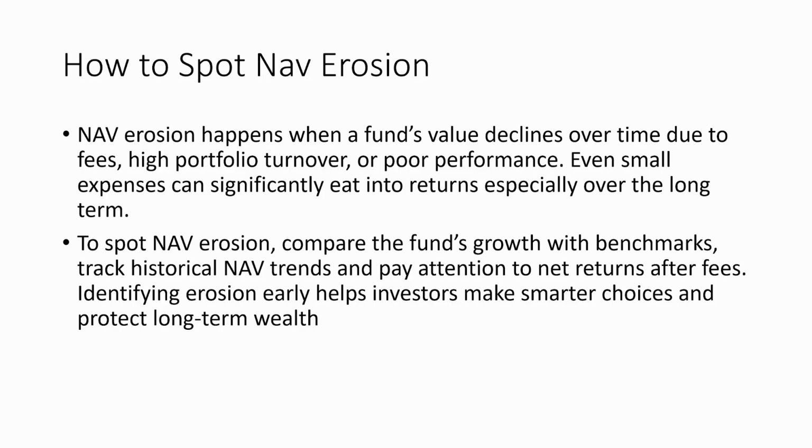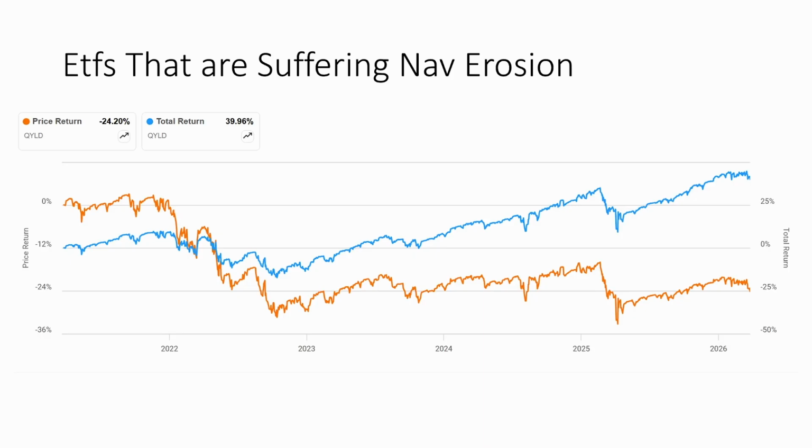Even a small 0.5% annual erosion compounds over decades. For example, an ETF paying 10% but losing 3% NAV annually effectively nets only 7% growth before taxes. That's assuming stable markets. So, as I mentioned before, QYLD. Here's the 5-year comparison of the fund, price return versus total return. Notice how the fund pays income consistently, but NAV remains flat or mainly declines, which is a classic NAV erosion.